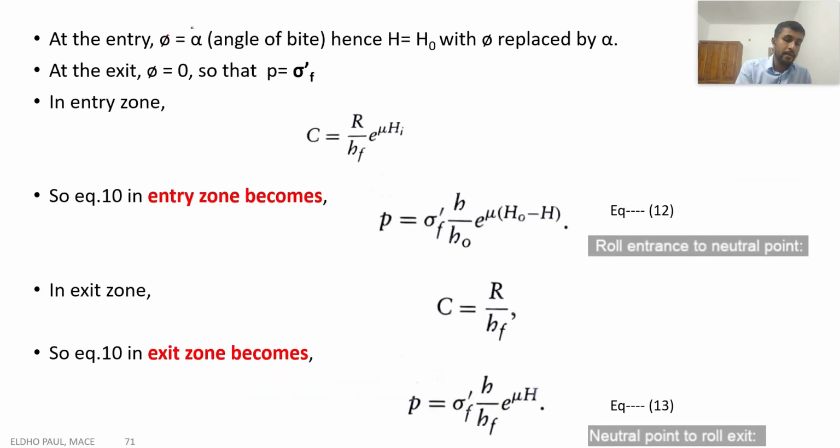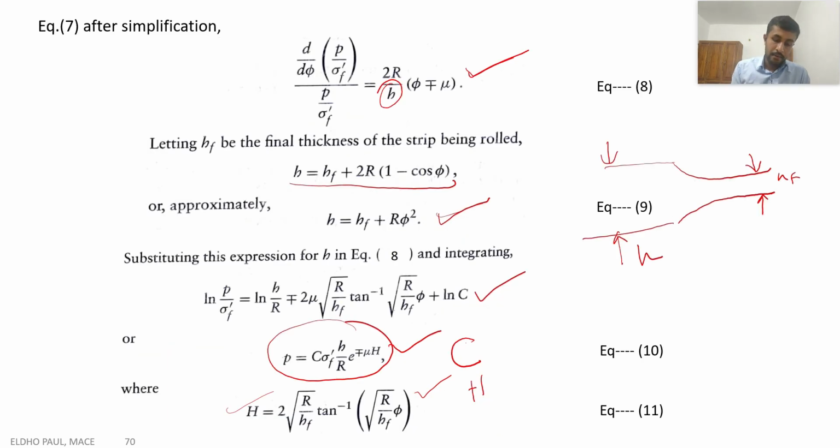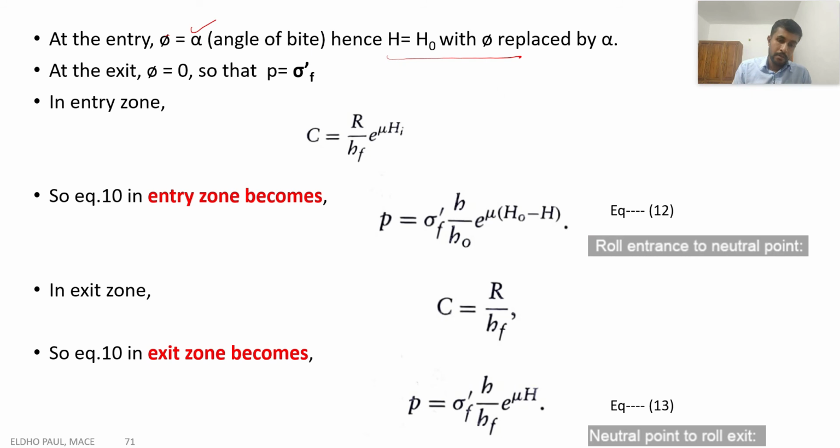When phi equals alpha, then h is equal to h0, so in the previous equation we can replace h with h0 when phi equals alpha, and replace phi with alpha in the h value. So this is the first boundary condition. Second boundary condition: when phi equals 0, then p is equal to sigma f dash. At the exit point, there is no further deformation. That is the final deformation where it will be the closure of the material.